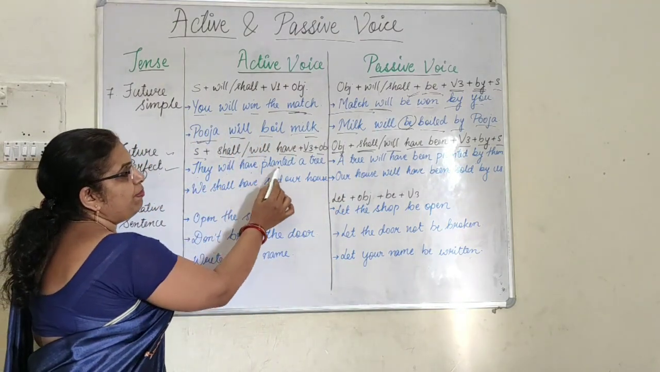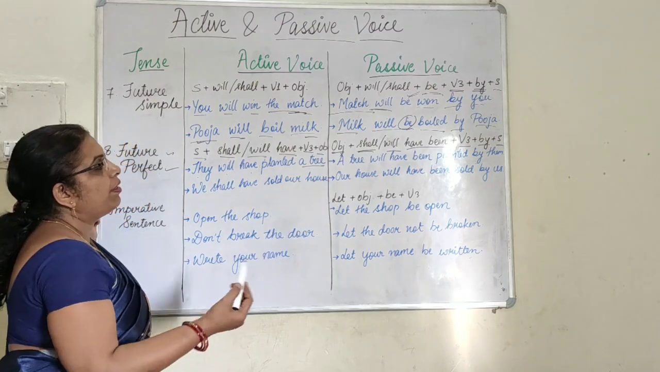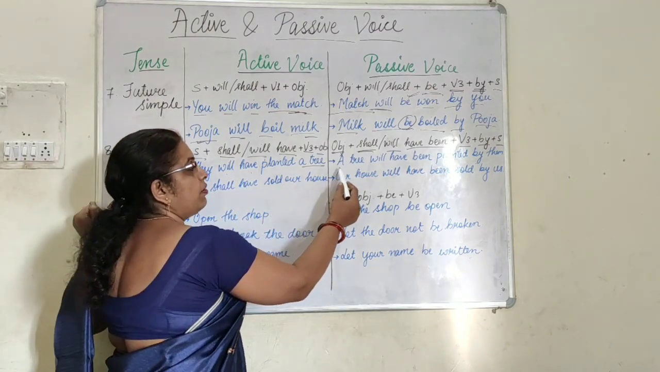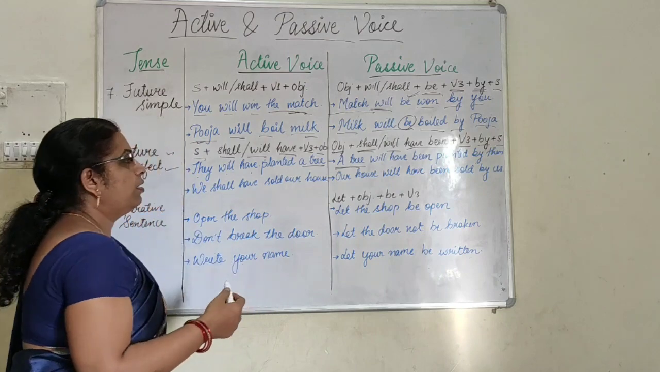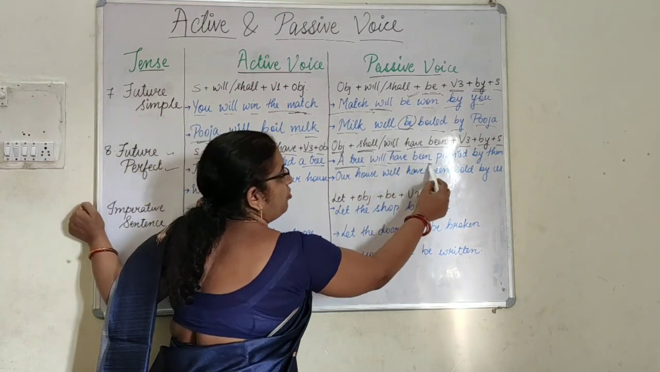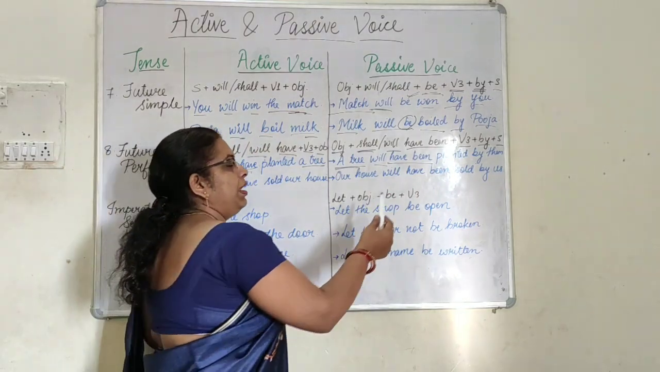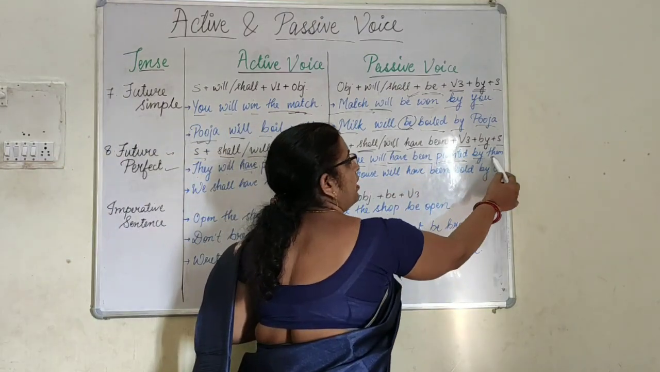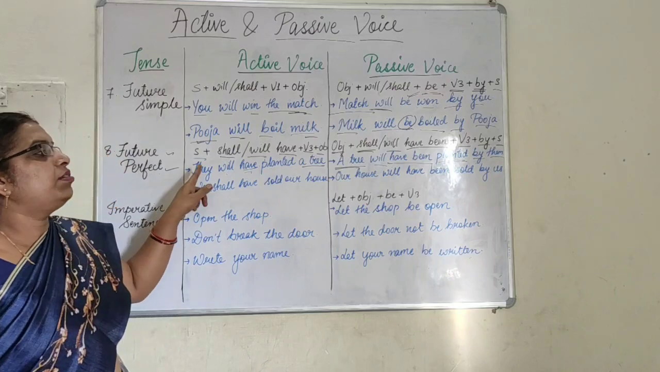See the example. They will have planted a tree. You have to start with object, tree. Will with have been should be added. Then plant, planted by them. They changes to them.